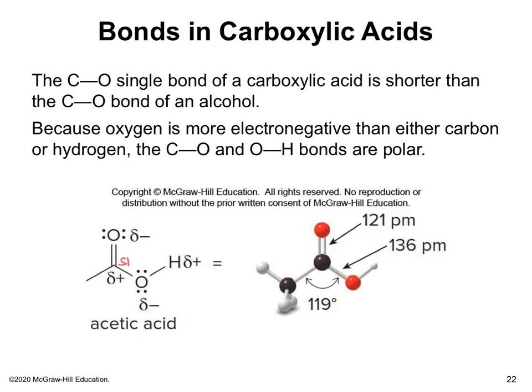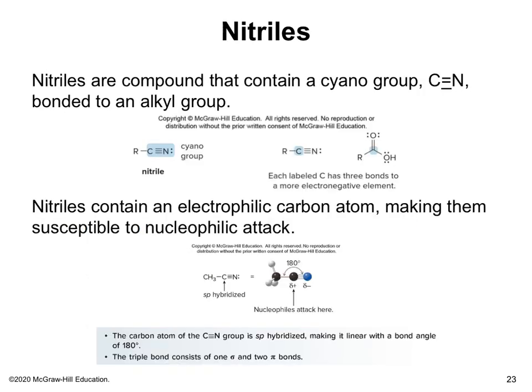This is sp2 carbon. This is acetic acid, which is the active ingredient in vinegar. And they're just showing you some bond angles and bond lengths. It's a very polar compound. They do hydrogen bonding. They actually do 2 hydrogen bondings. They're going to have very high boiling points and melting points.